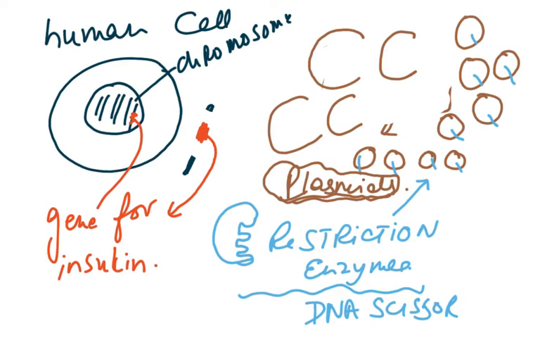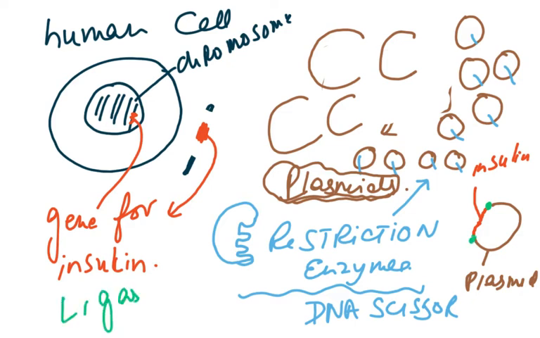Now we have to mix the two. When we mix the two, we get the brown, which is the bacterial plasmid, and this is the human insulin gene. But then it doesn't glue together. So we need an enzyme called ligase. This ligase helps us to glue these two different DNAs. One is human DNA, one is bacterial DNA. The plasmid is made up of bacterial DNA, and the insulin is the human DNA.